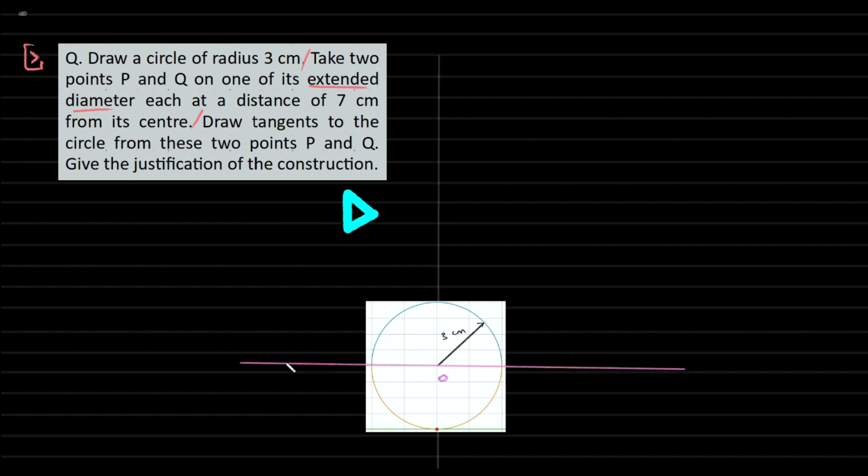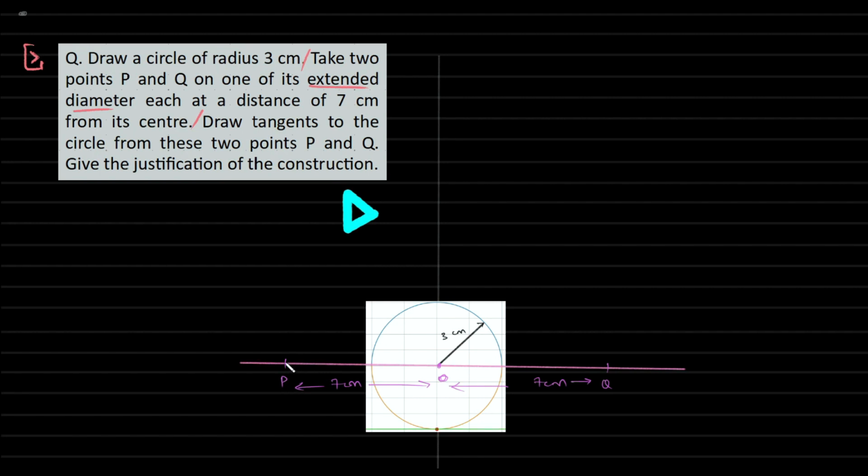we need to mark two arcs which are 7 cm apart from O, and in total 14 cm apart from each other. So this would be 7 cm and this would be 7 cm. These two lengths. I hope there's no confusion. So this is your center.